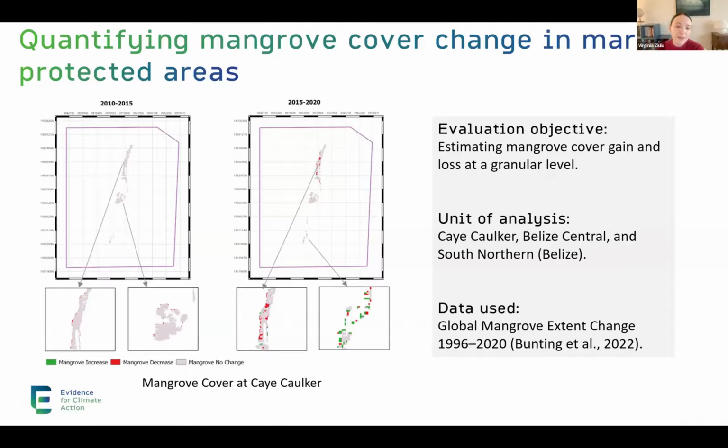So you can see here on the slide an example of one of these areas in Belize. You can see in green the areas where there has been a gain in mangrove cover in the sub-period, and in red the areas where there has been a mangrove loss. And here also the message is how useful this could be, not only to see the temporal changes, but also to identify precise areas that might require further investigation. Next slide, please.